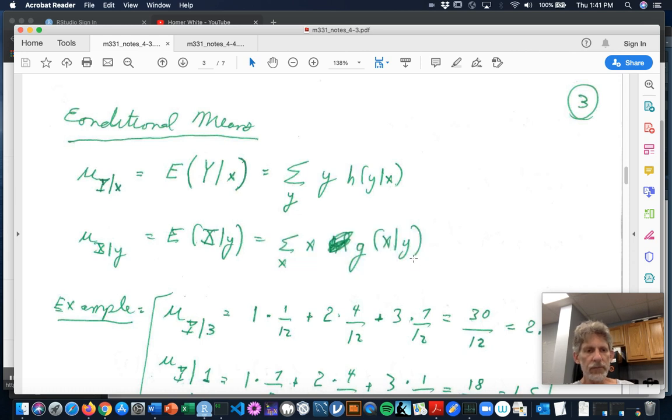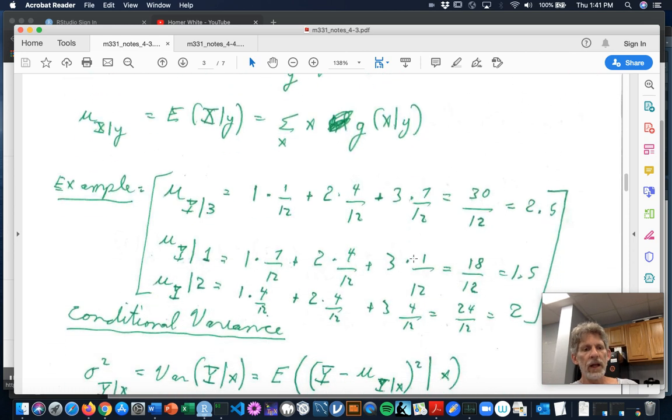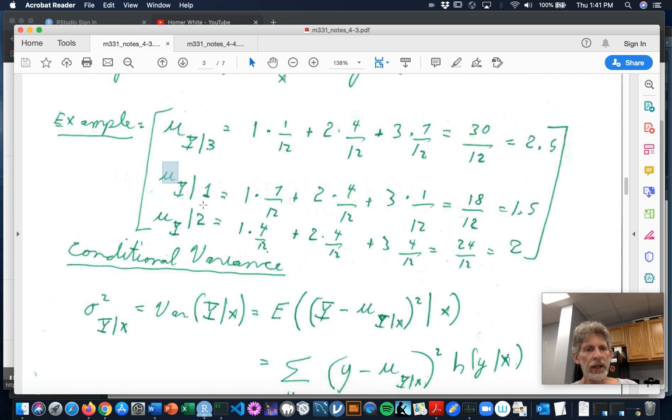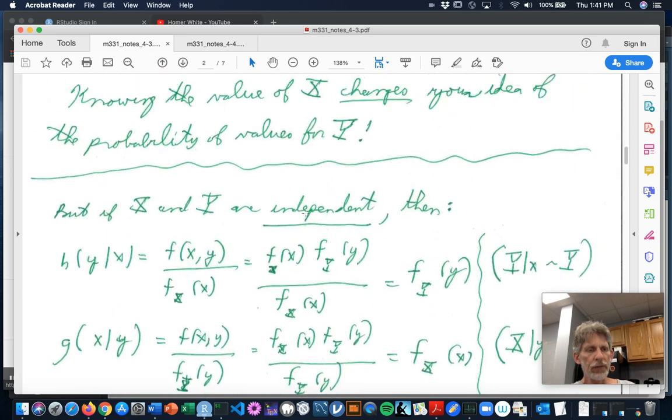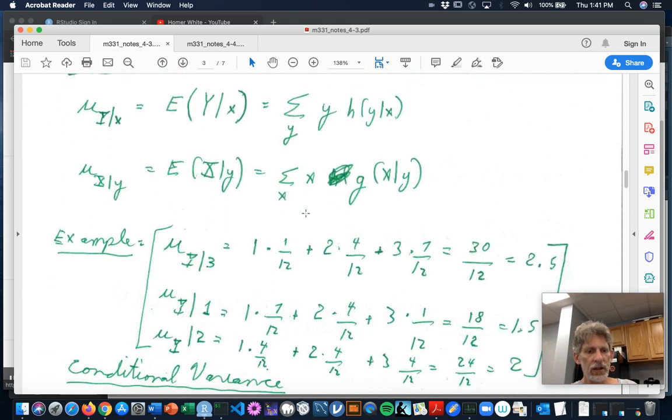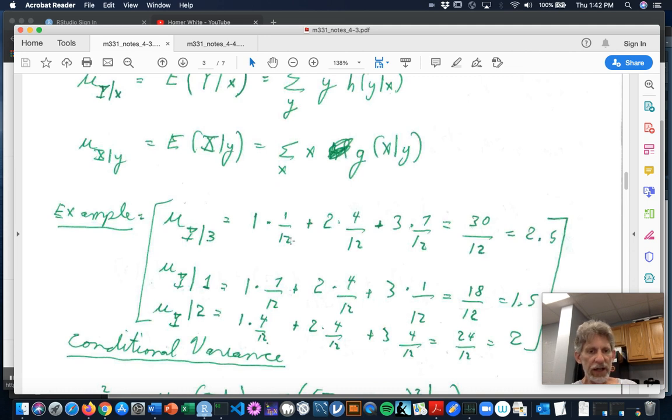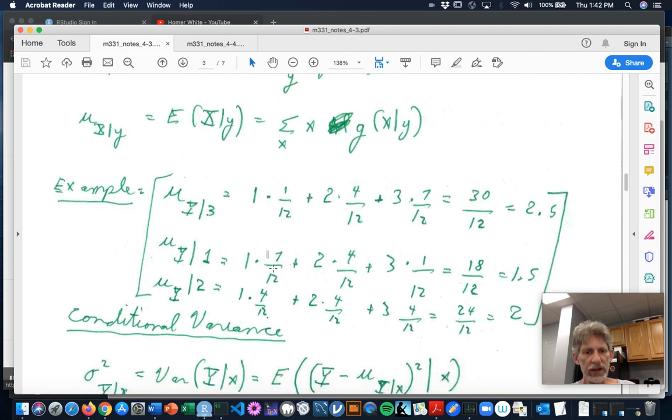Very same idea. So for example, how about the conditional mean for the conditional variable y given that x is 1? So possible values for y: 1, 2, and 3. We just have to multiply by the conditional probabilities. So we look back up in, I don't think we've done that. Yeah, we haven't done that. So I'll do one of them as an example.